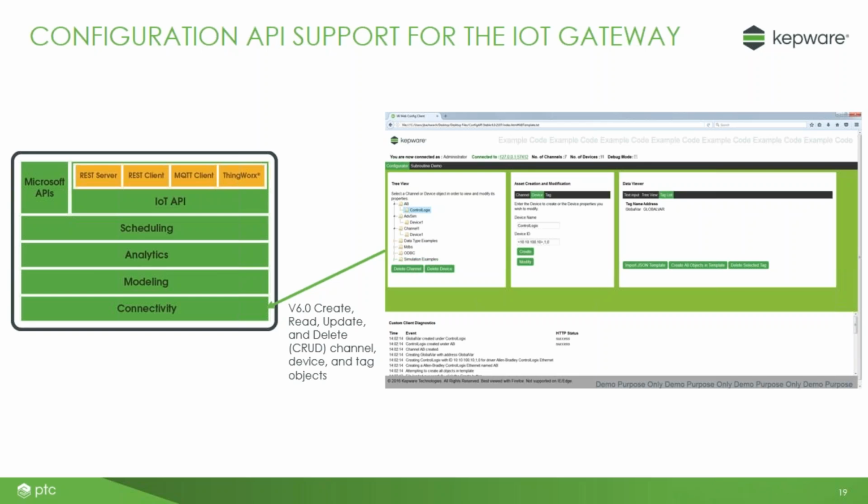So here you can see, we might be adding a control objects device or adding tags or deleting tags or what have you. That was introduced in 6.0. That was actually a huge new feature of 6.0. Now, we only supported the connectivity piece, so channel, device, tags, through that config API for 6.0, and we didn't support other plugins except for the scheduler plugin for that release. So we didn't support the IoT Gateway and our IoT API configuration through that. But now with 6.1, we do support the CRUD, create, read, update, and delete of those IoT Gateway objects.